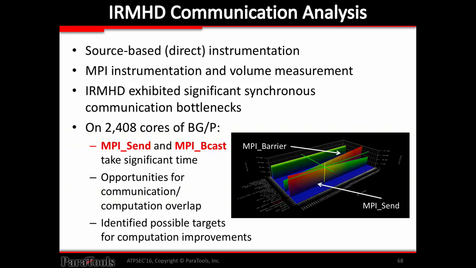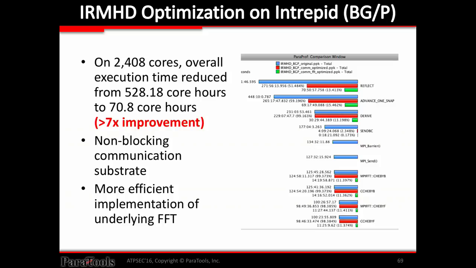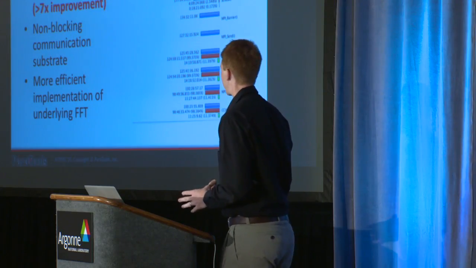We were able to take a look at the communication pattern of the IRMHD code, and we found this strong correlation between MPI barrier and MPI send in the 3D view. On the BlueJeanQ, we went and did some optimizations. We changed the communication substrate a little bit, and we were able to get about a 7x improvement out of runtime on this code, which is enormous, right? This is on par with changing the method entirely, which is usually how you get good performance. You do something differently. Using the same method, same result, just 7 times faster.